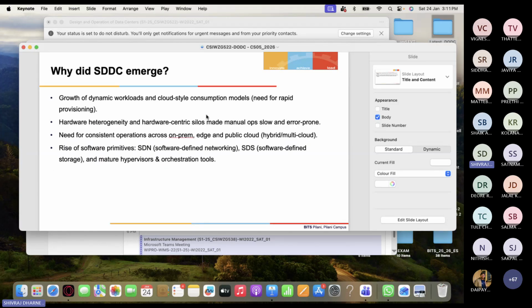So why did we go with this? Because there is a growth of dynamic workloads, cloud styles. By the way, can anybody explain what workload means? You heard this word, but what is it? What does workload mean in a server system? When you say workload, can you give examples? See, there are different systems, right?